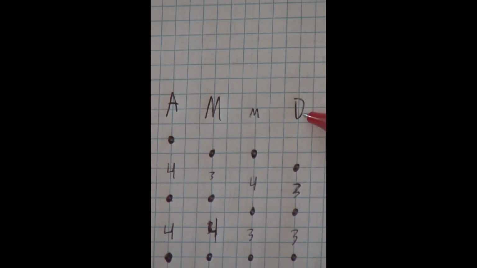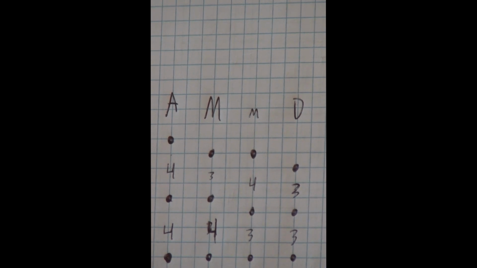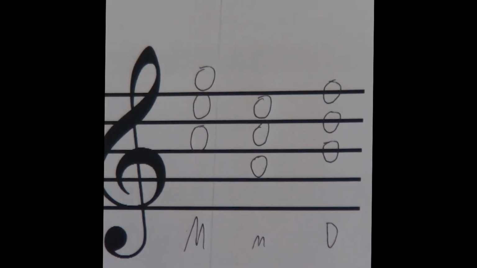And of course the diminished then is the final option, which is a 3 semitone interval between the bottom notes and a 3 semitone interval between the top notes. Each one of these different combinations of 4 semitone and 3 semitone intervals is what characterizes and makes these chords sound distinctly different. The staff represents space between notes a little bit differently than the graph paper does.